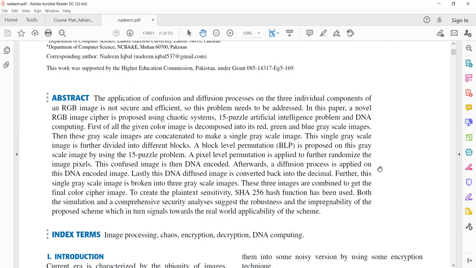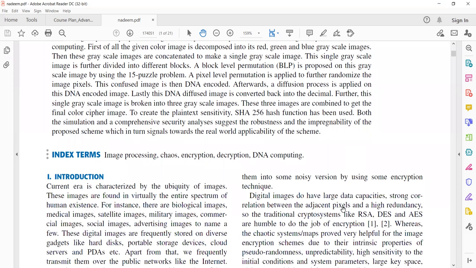To improve the security effects, DNA encoding was introduced in this research endeavor. To realize the effects of plaintext sensitivity, the SHA-256 hash function of the given color image was applied. Lastly, computer simulation and the exhaustive security analysis suggested robustness against cryptanalytic attacks, defiance against statistical attacks, and a potential for real world application of the cipher.